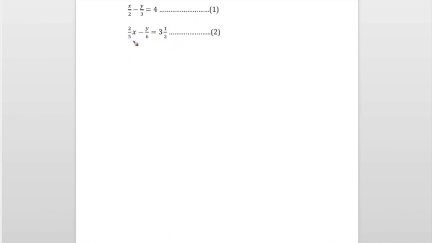In equation 2, the denominators are 5 and 6. Therefore, we multiply equation 2 by 30. This gives us 12x minus 5y equals 105. And we call this equation 3.